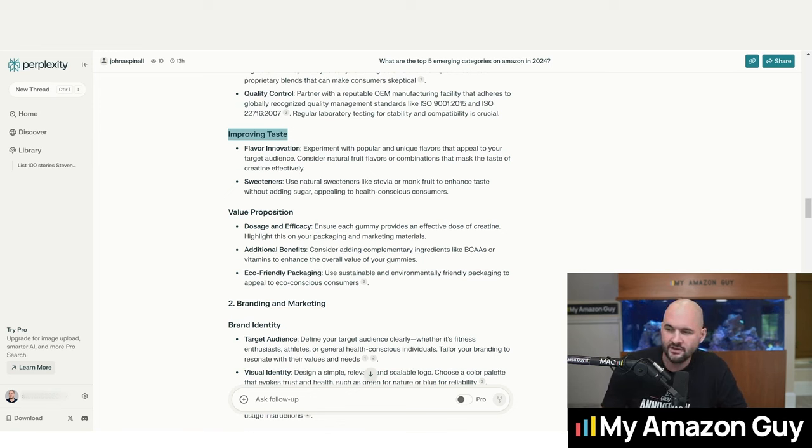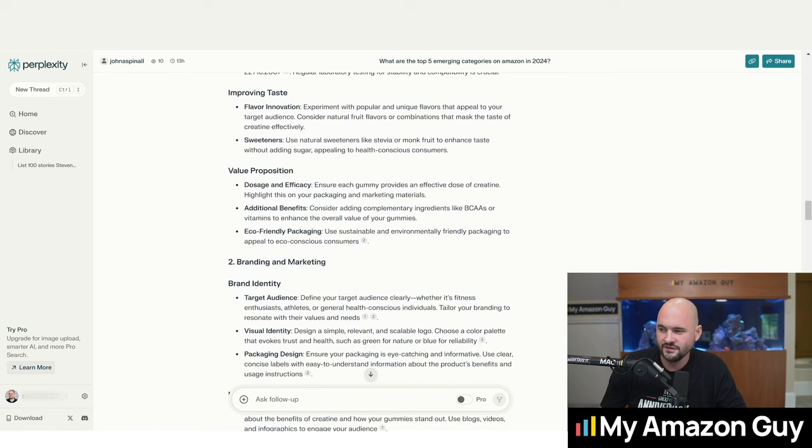If you look at the apple cider gummies, what they did to make their product viable, they made it taste better. Flavor innovation, experiment with popular and unique flavors that appeal to your target audience. Consider natural fruit flavors or combinations that mask the taste of creatine effectively. Sweeteners, use natural sweeteners. And it gives specifics, stevia or monk fruit, to enhance taste without adding sugar, appealing to health conscious consumers. I don't know about you, but somebody eating gummies probably isn't that health conscious. They just want to be.